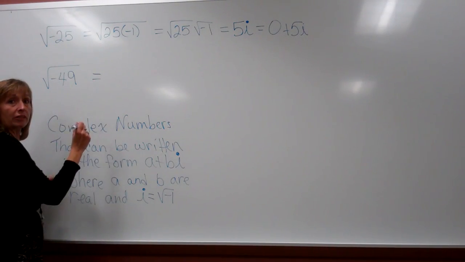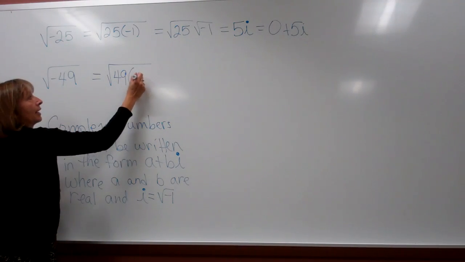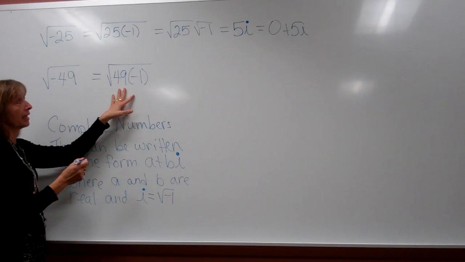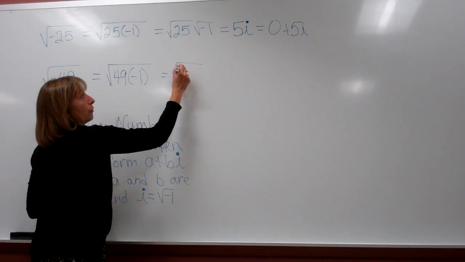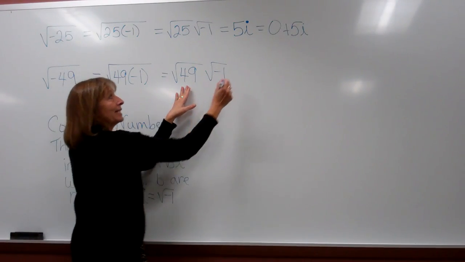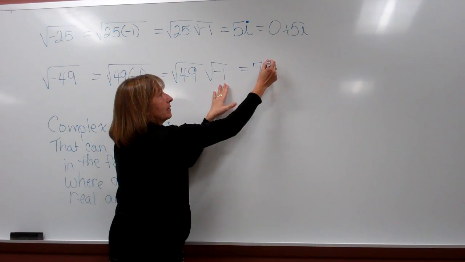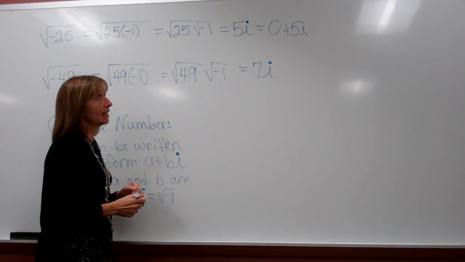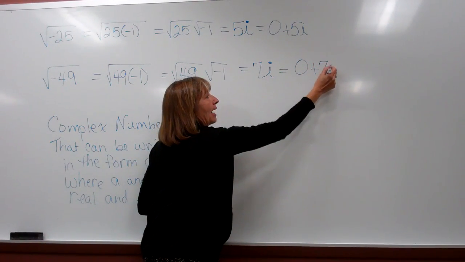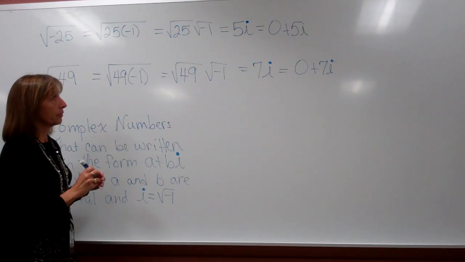Square root of negative 49, similarly, we can write as the square root of 49 times negative 1, which is the square root of 49 times the square root of negative 1. Square root of 49 is 7, and the square root of negative 1 is i. So it simplifies to 7i. We could also write that in a plus bi form as 0 plus 7i. So now with this set, we can simplify those values that we have.